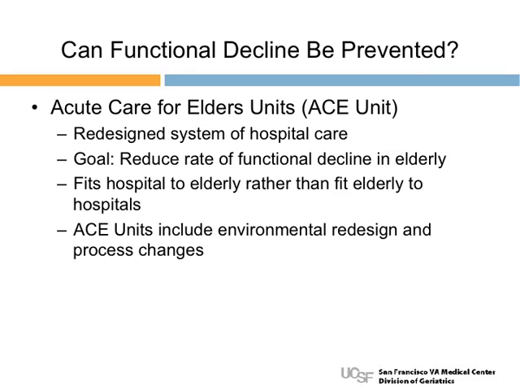Some of the first thinkers and interventionists in this area decided to put all this together with a care unit called the Acute Care for Elders Unit, or ACE unit. This was developed by mentors of mine at that time in Cleveland, Seth Landefeld and Robert Palmer. And the concept was, okay, we've been describing this problem of hospital disability for so long. How can we prevent it with better hospital care? So the concept was to redesign hospital care and reduce the rate of functional decline in the elderly.